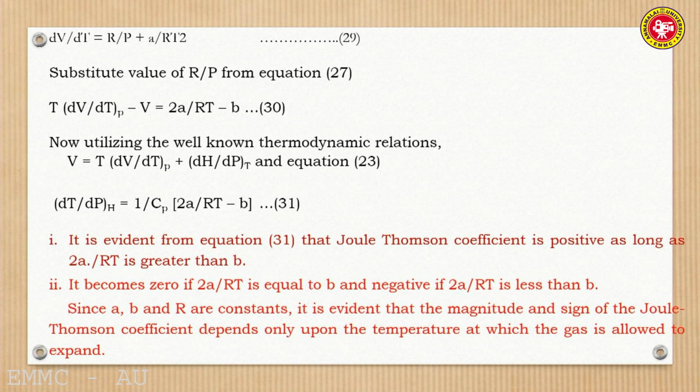(dT/dP) at constant enthalpy is equal to 1/Cp (2a/RT − b). It is evident from equation 31 that the Joule-Thomson coefficient is positive as long as 2a/RT is greater than b. It becomes 0 if 2a/RT is equal to b, and negative if 2a/RT is less than b. Since a, b and R are constants, it is evident that the magnitude and sign of the Joule-Thomson coefficient depend only upon the temperature at which the gas is allowed to expand.